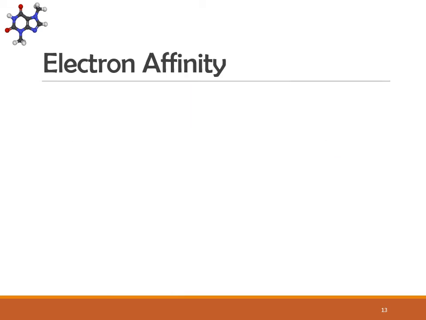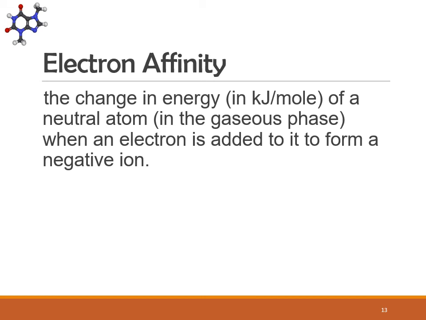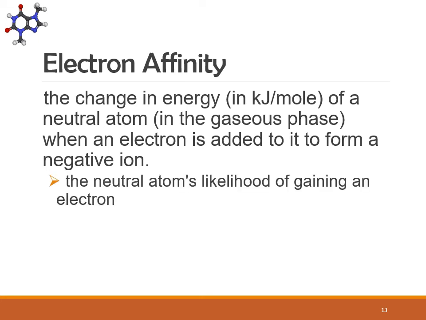Okay. Now we go to our final topic, electron affinity. What makes it possible for atoms to gain or lose an electron? The answer is energy. Electron affinity is defined as the change in energy expressed in kilojoule per mole of a neutral atom when an electron is added to it to form a negative ion. In simpler terms, this means the neutral atom's likelihood of gaining an electron.